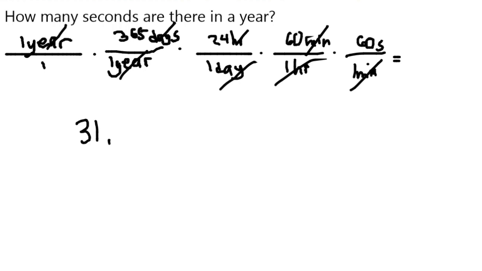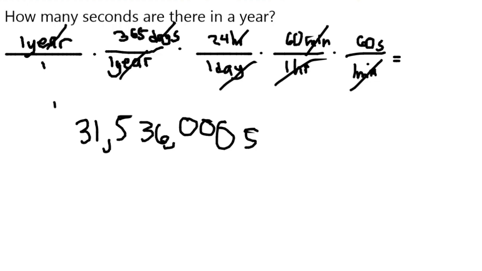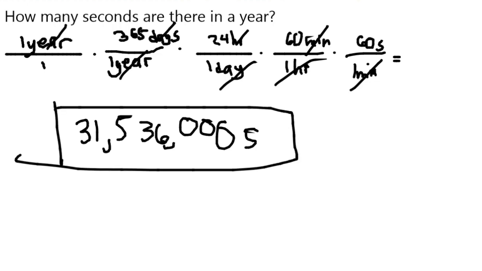So now, using our calculator, multiplying all the numerators and dividing by 1, we have 31,536,000 seconds in a year. So that's how many seconds there are in a year. It's too much, right?